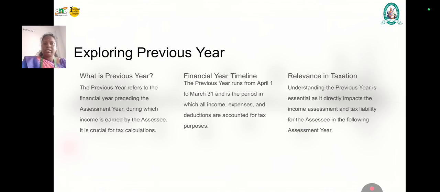Which is the previous year? It is the financial year preceding the assessment year during which the income is earned by the assessee. The timeline is that the previous year runs from April 1 to March 31, and in this period all income, expenses and deductions are accounted for tax purposes. In relevance to taxation, the previous year is essential as it directs the impact on assessment and tax liability of the assessee during the assessment year.